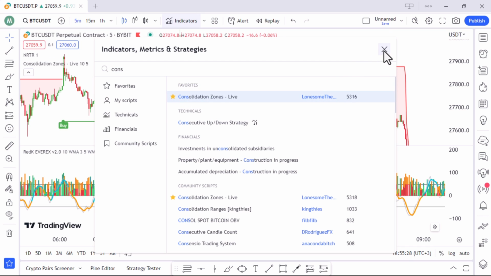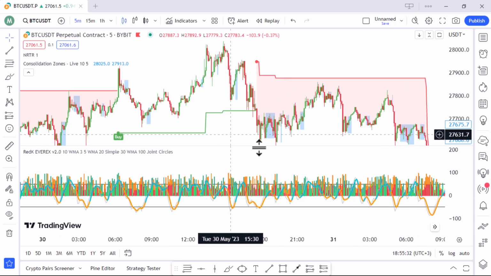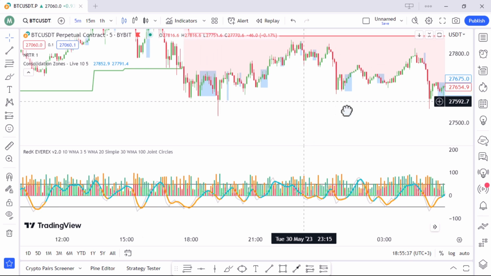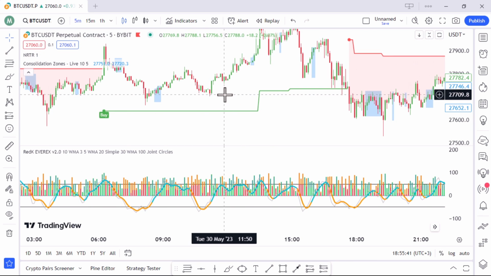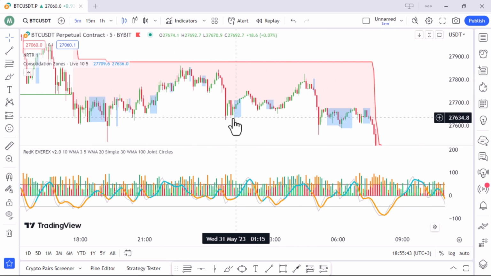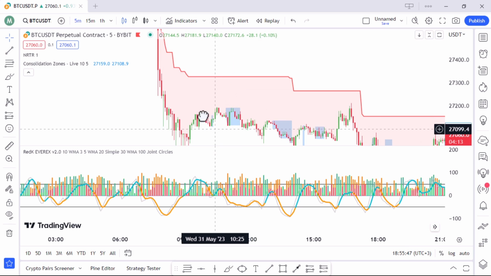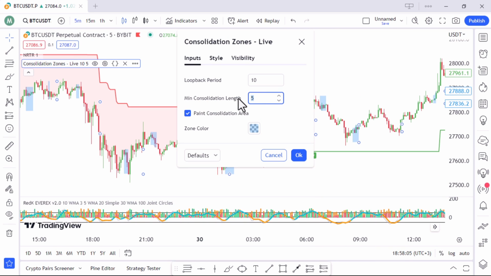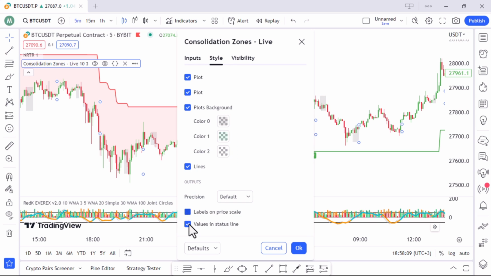For the second indicator, add Consolidation Zones by LonesomeTheBlue. This tool is very handy and can be used with pretty much any strategy. It finds consolidation zones in real time. These are no trade zones for times when the trade volume is very low. Especially I'm talking about weekends or times when the market is not so volatile. Before you start using it, open the inputs and change the value to 3. You can also adjust the color of these zones. Let's make them gray, for example.